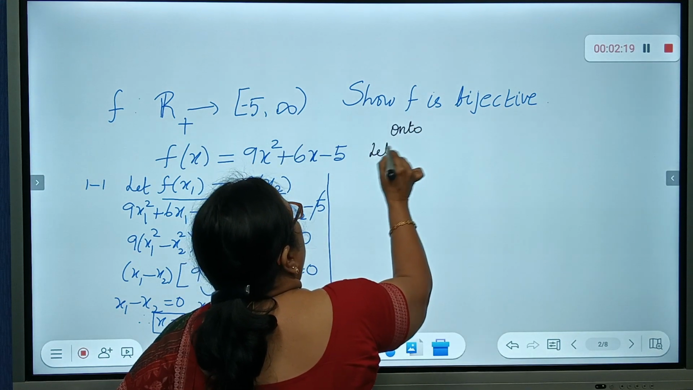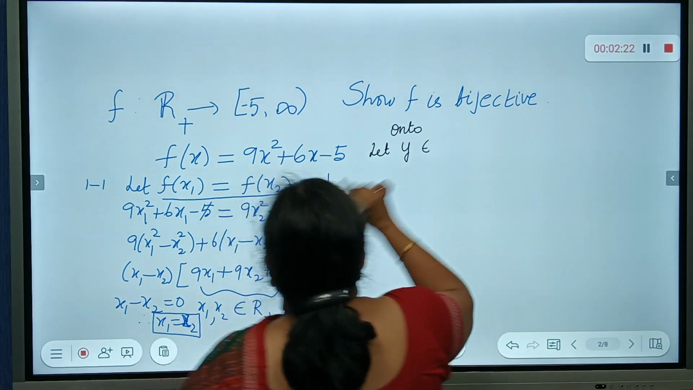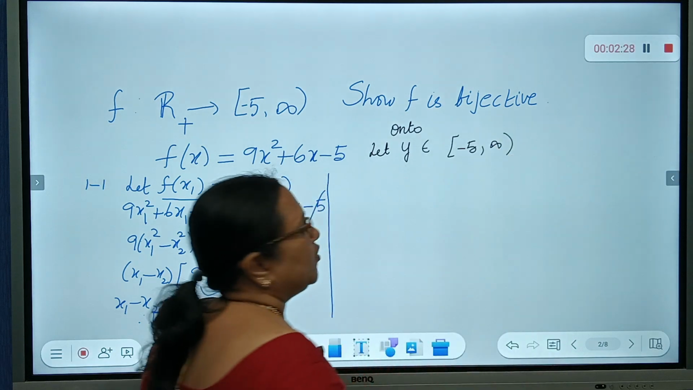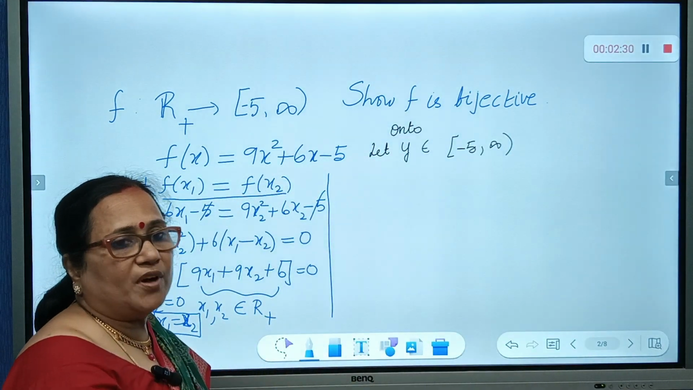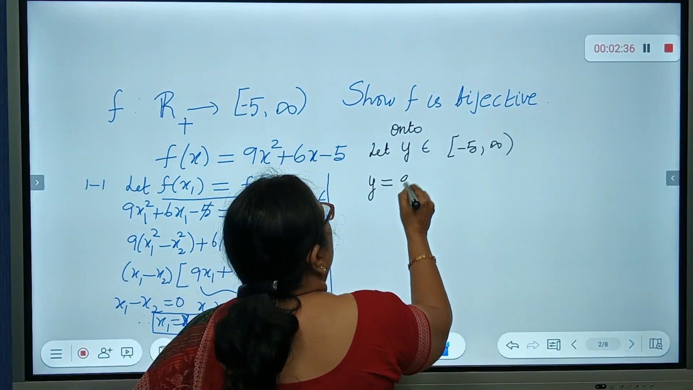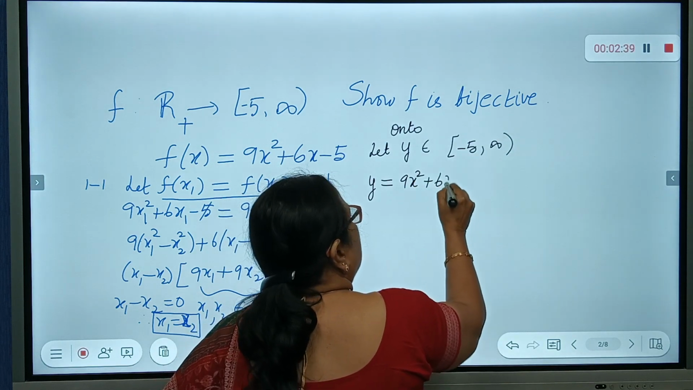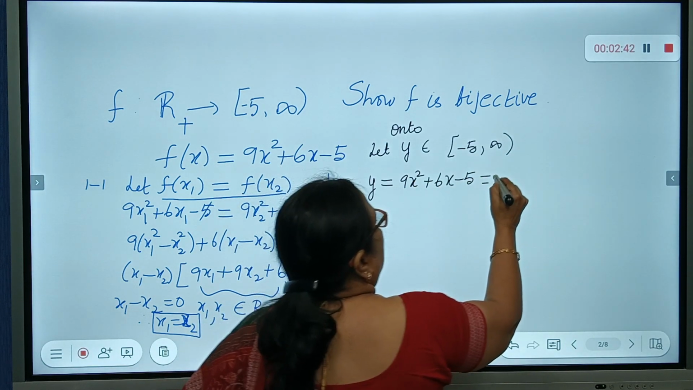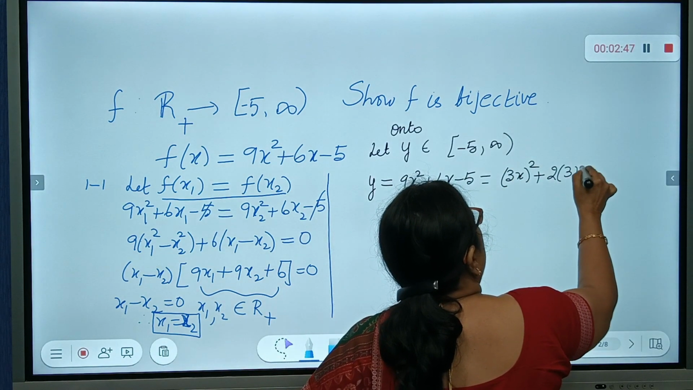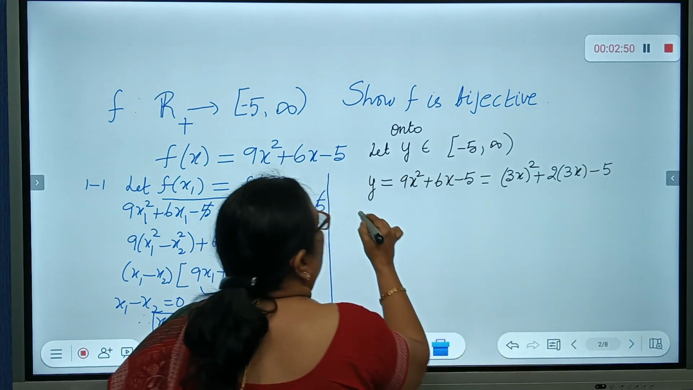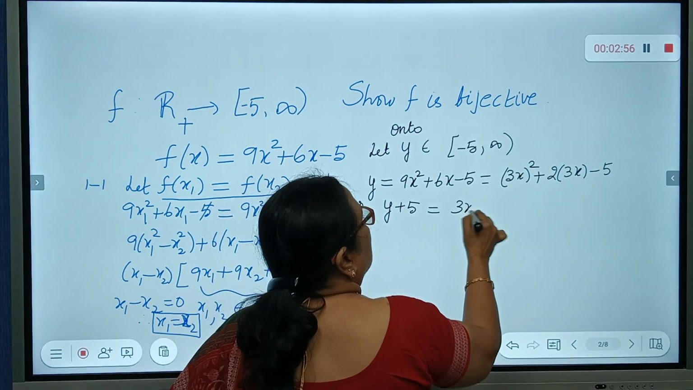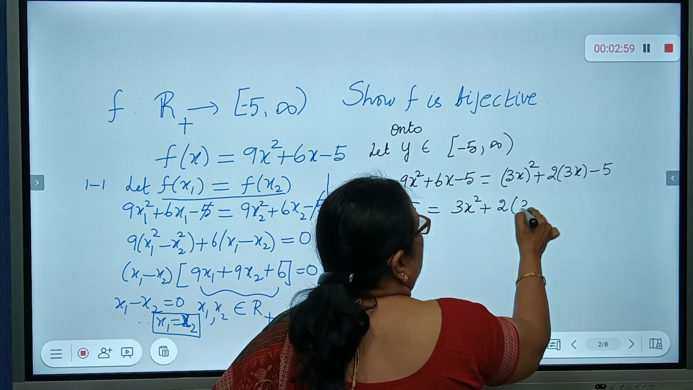So let y belong to [-5, infinity). What is it that we have to prove? For any y, I should be able to find a pre-image. What will be the form of y? y will be 9x² + 6x - 5, which I can rewrite as (3x)² + 2 into 3x - 5, or y + 5 is equal to (3x)² + 2 into 3x.